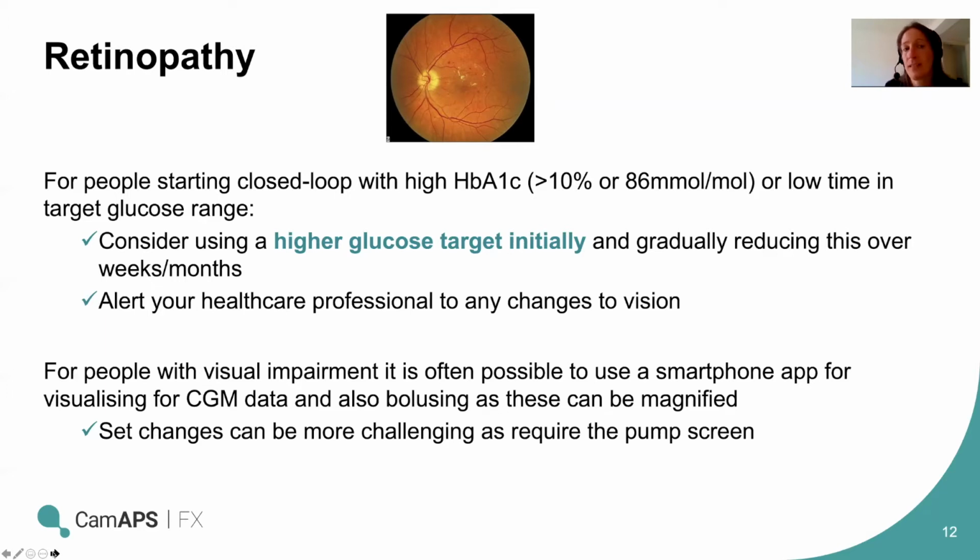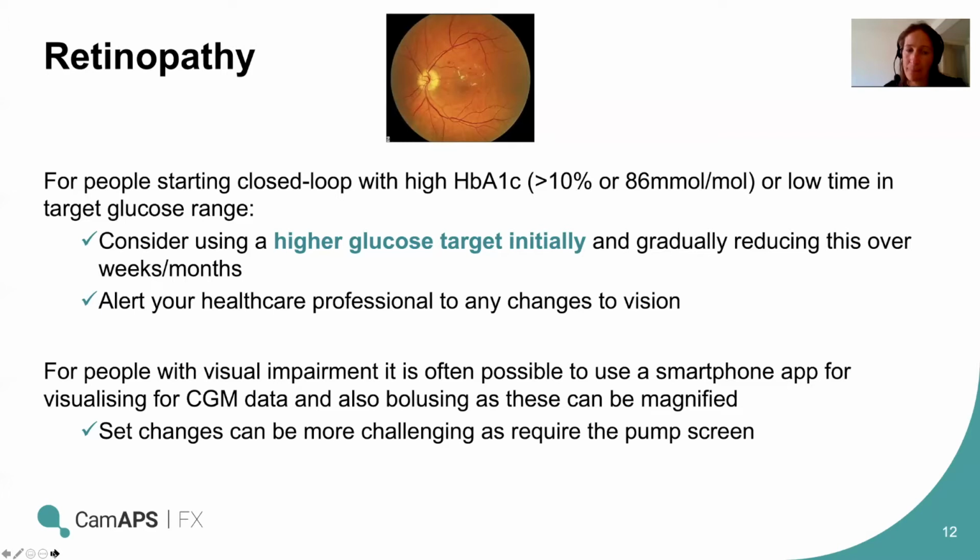But what we might suggest is that if you're starting closed loop and your pre-closed loop HbA1c was a little bit higher, so over 10% or 86 millimoles per mole, or you had a particularly low time in target glucose range, then you might think about using a higher glucose target initially with the closed loop system. The default is 5.8, but you might think about starting this at 8.5, 9, and gradually reducing this over the following weeks to months. And it's really important that you alert your healthcare professional to any changes in vision, particularly if you think that you've been starting with suboptimal glycemic control and things are rapidly improving. So just be a bit mindful of that.